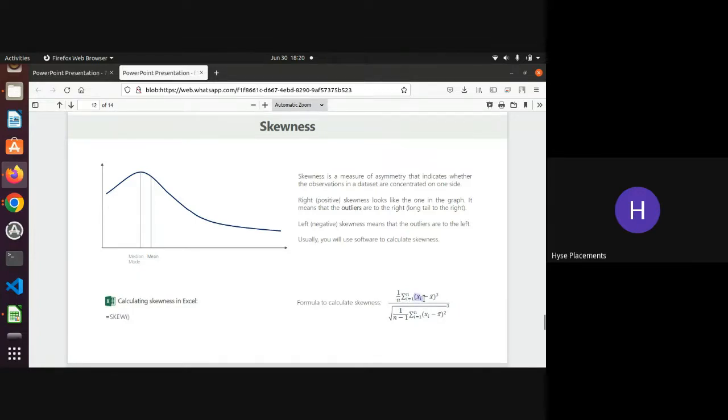Okay. The formula to calculate skewness is 1 by small n, summation i equal to 1 to n, where xi is the data point and x bar is the mean of all the data points. You cube the difference, multiply by 1 by n, and then divide by the cube root of 1 by small n minus 1, summation of i equal to 1 to n, xi minus x bar whole square. That's how you get the value of skewness.